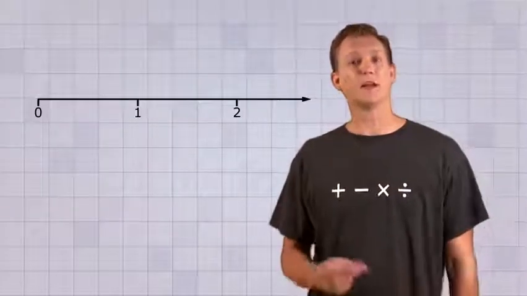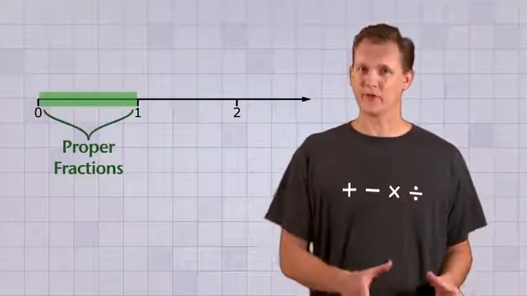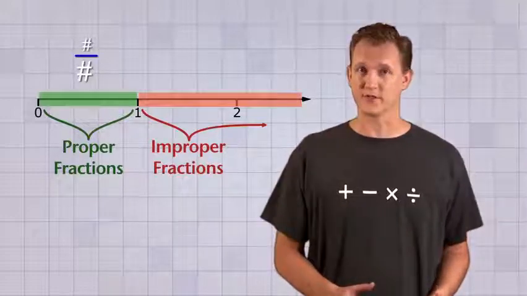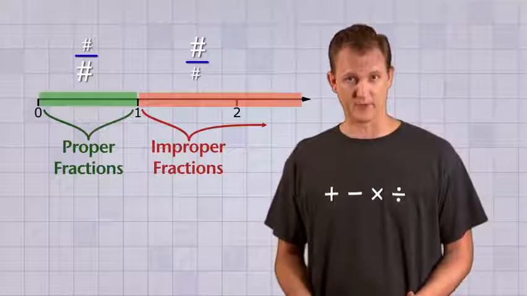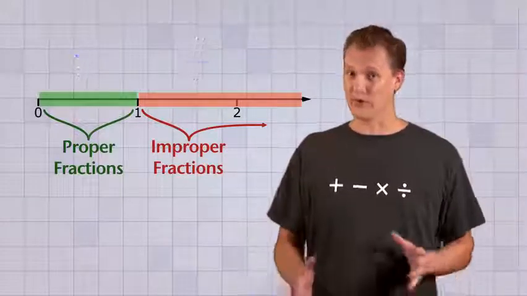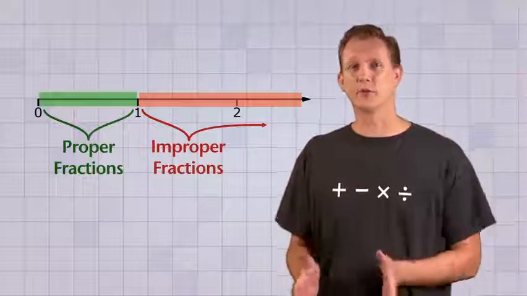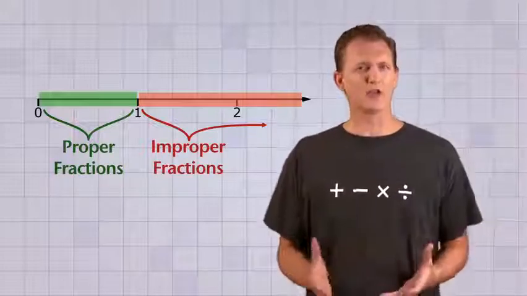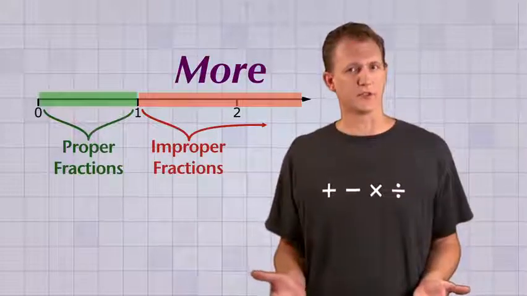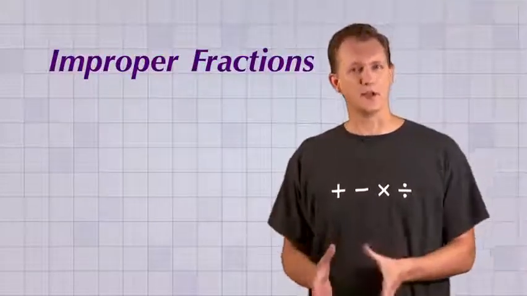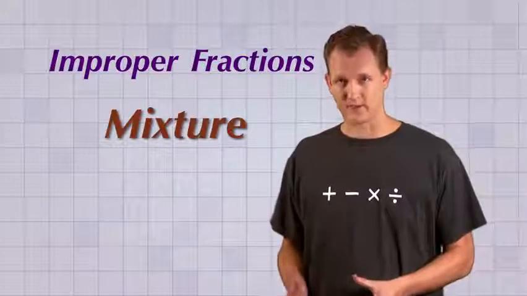Remember, there's two main kinds of fractions. Proper fractions, where the top number is smaller than the bottom number, and improper fractions, where the top number is bigger than the bottom number. Now, some of you might be wondering, why is the improper fractions region so much bigger than the proper fractions region? Why are there so many more improper fractions? The reason is that improper fractions are really a combination or a mixture of two different things.